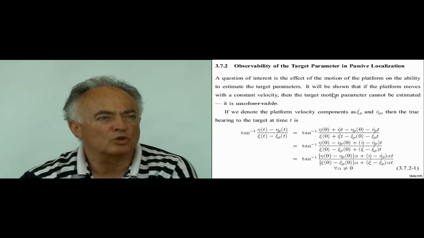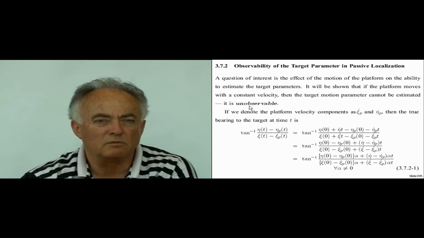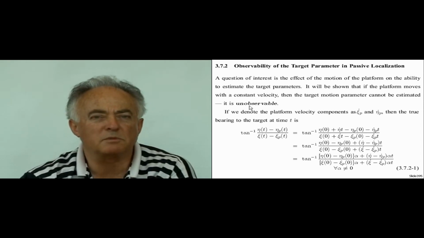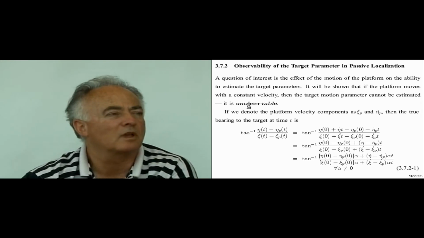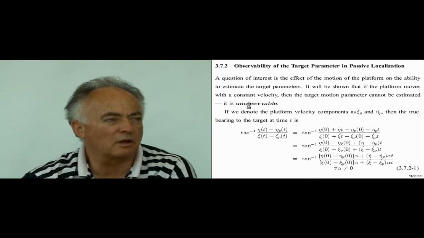What we are going to show is that if the platform moves with constant velocity, the target motion parameter cannot be estimated, is unobservable. From a constant velocity platform with angle-only measurements, you will never be able to find out the distance to another constant velocity object. How do we see this mathematically?